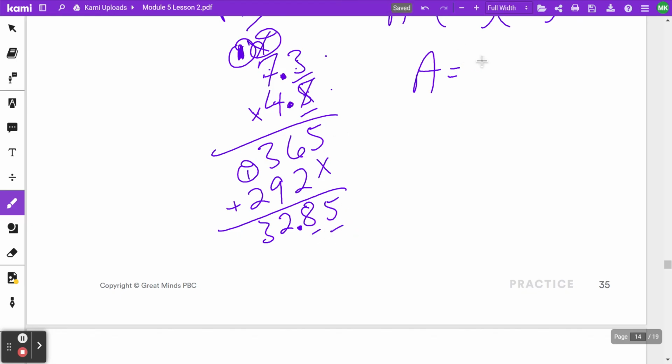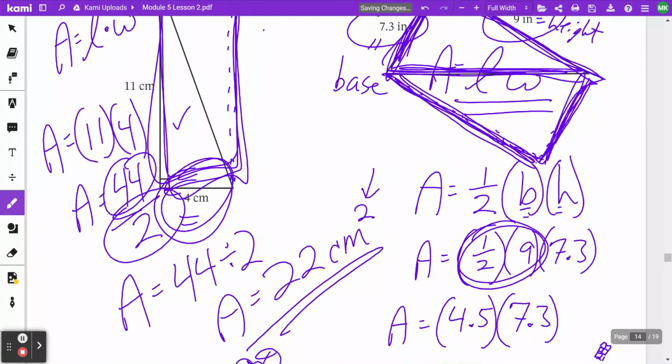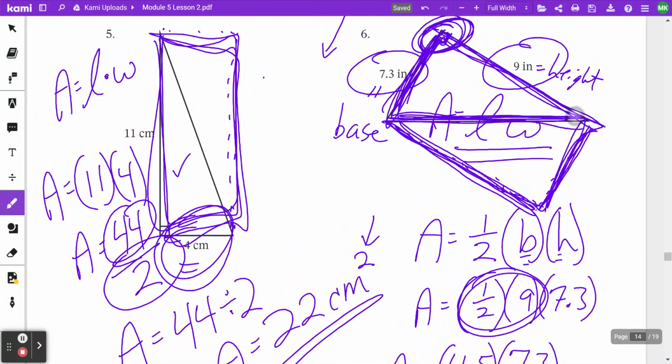I wind up with an area of 32.85 squares that are measured in inches. So inches squared. Don't forget that, because we're measuring with squares, little squares, we're stacking those. So in other words, 32.85 squares that are inches in dimension would fit into this triangle.